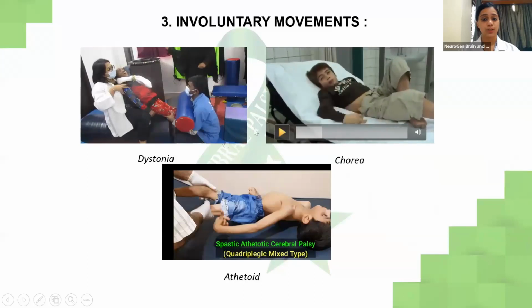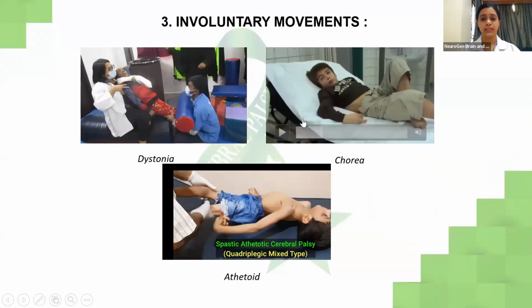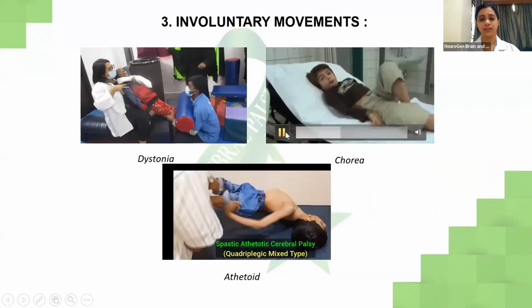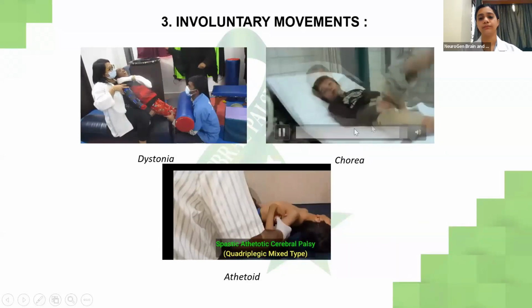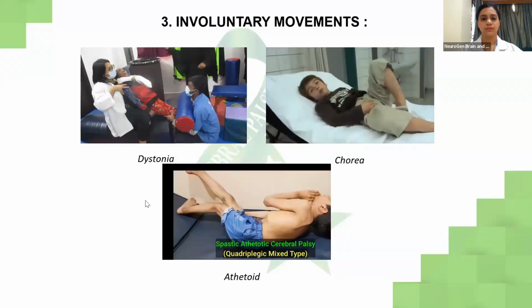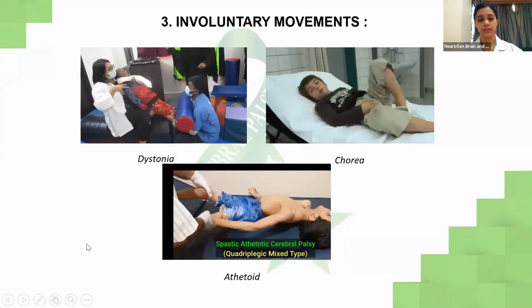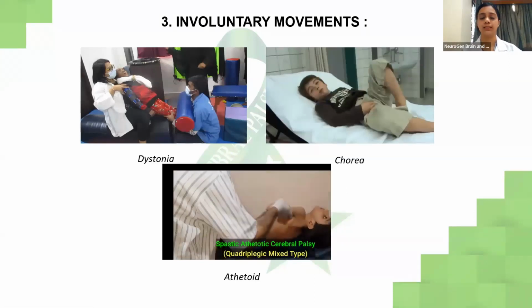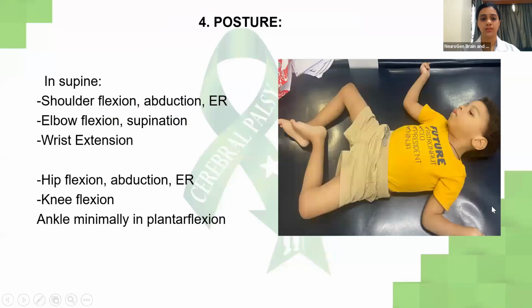The first movement that you saw here is dystonia. This child just went into dystonic movement. This is chorea. This is athetoid. If you see any of these involuntary movements, it needs to be mentioned. As I told you, this will lead us to a diagnosis, and observation is extremely important in our role.